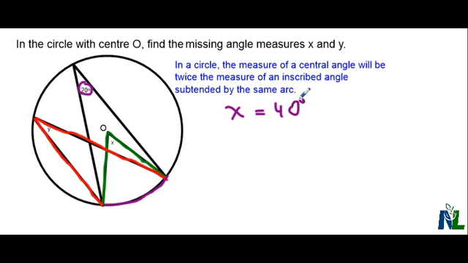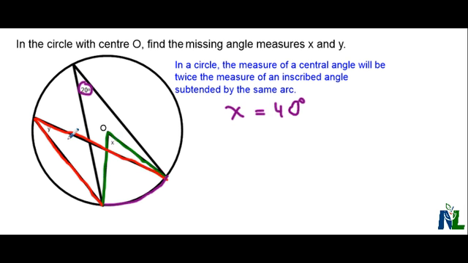And for angle y, there's a couple of things I could use. I could use the fact that I already know now that the central angle is 40 degrees, and that's twice any inscribed angle subtended by the same arc. So I could use that to help me out and say, well, if 40 degrees is twice my y, then y must be 20 degrees.